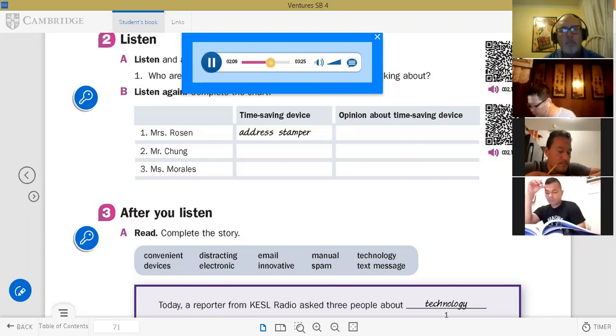Part 3. Good morning, ma'am. I'm a reporter for KESL Radio. Yes? I'm asking people their opinions about technology and time-saving devices. Oh, that sounds interesting. Do you have a favorite time-saving device? Oh, yes. I just love my cell phone. I guess it saves you lots of time because you can use it anywhere.